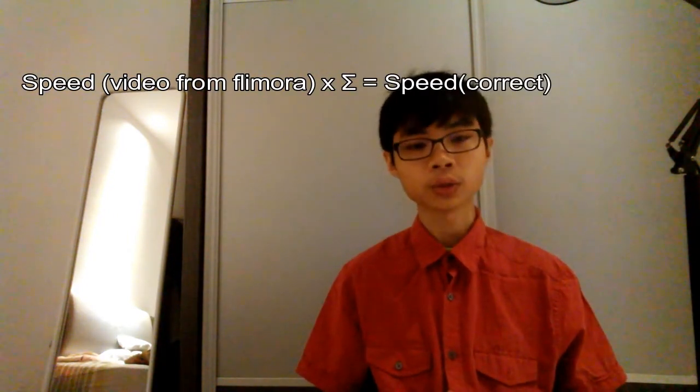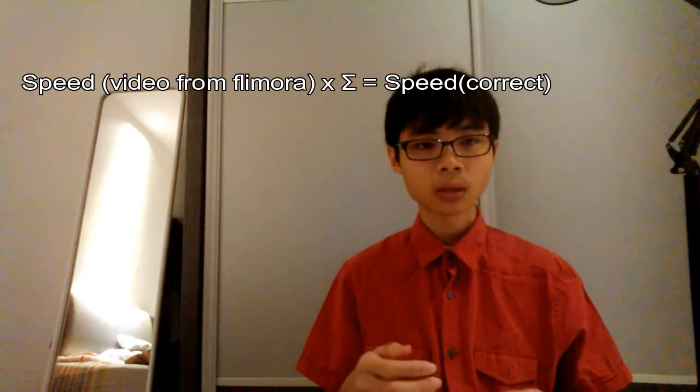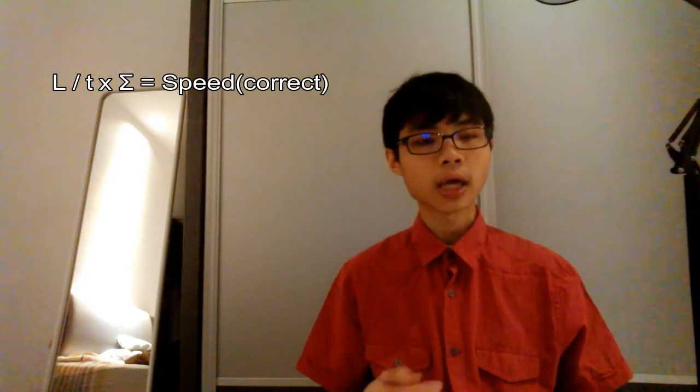The speed of the video recorded from Filmora is L divided by small t, where L is the length, the thing that it has to display. And I set the speed of the correct one as L divided by capital T, so there's an equation. I multiply the speed by a number, which you can set in different video editors. In this case I would use Windows Live Movie Maker, where you set the speed right over there. I will call that number sigma.